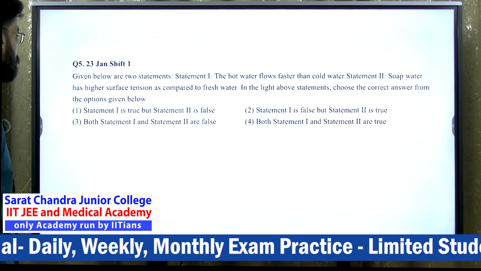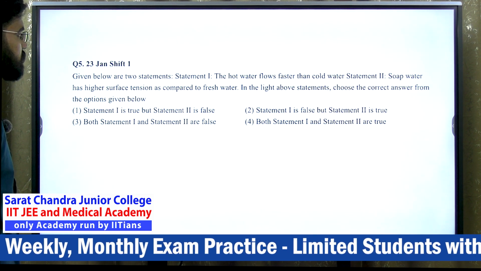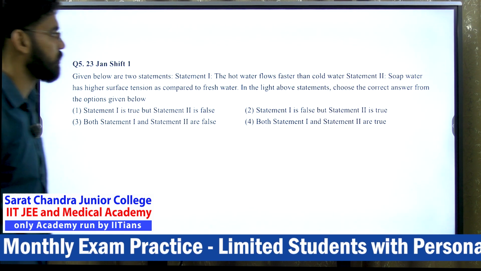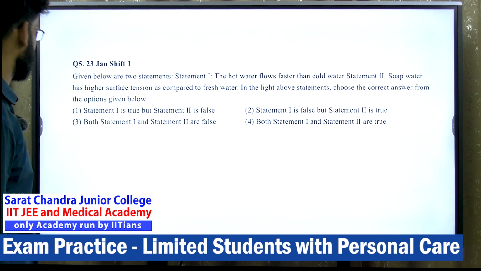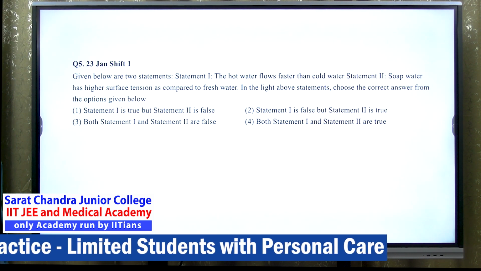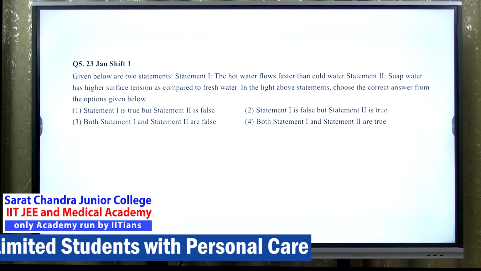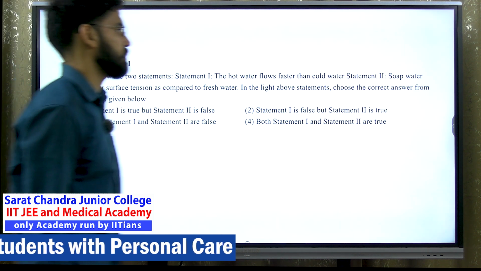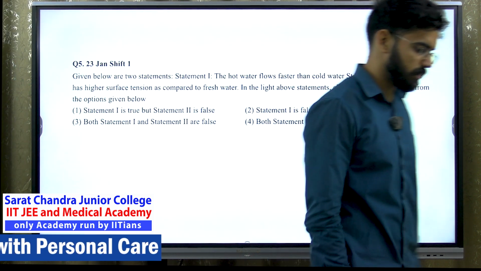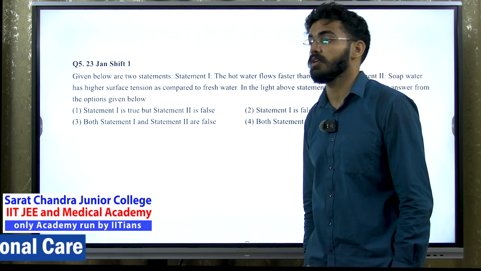See next, assertion and reasoning. Assess statement 1, statement 2. Statement 1 is saying the hot water flows faster than the cold water, and statement 2 is soap water has higher surface tension as compared to fresh water. So hot water flows faster than the cold water. This is a viscosity comparison.